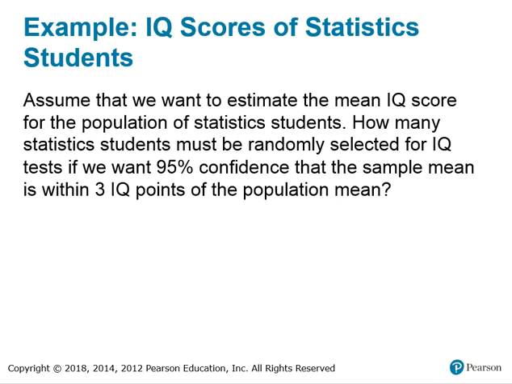Okay, so let's see what we can do to actually do a problem. Assume that we want to estimate the mean IQ score for a population of statistics students. How many statistics students must be randomly selected for an IQ test if we want 95% confidence that the sample mean is within 3 IQ points of the population mean? So let's think about what we know. We know we're doing a 95% confidence, and we are within 3 IQ points, so this is our margin of error, our E.